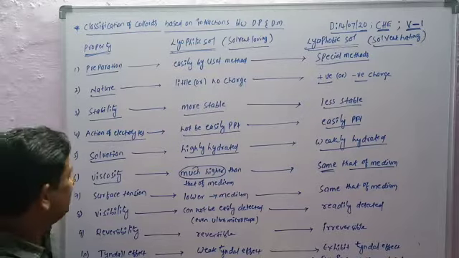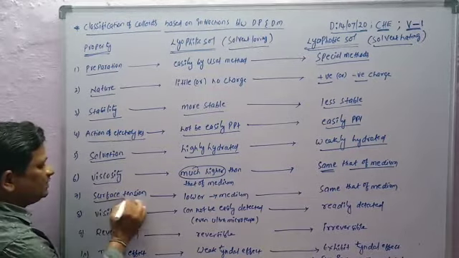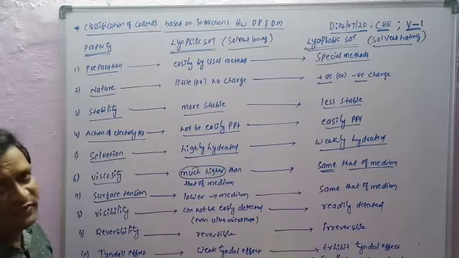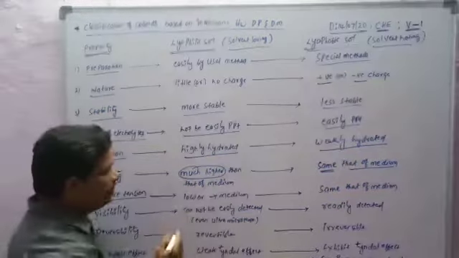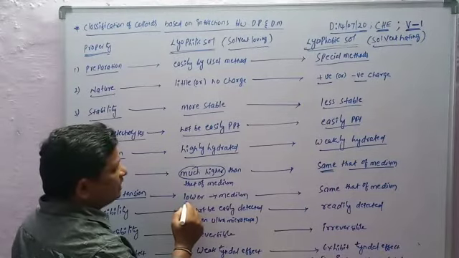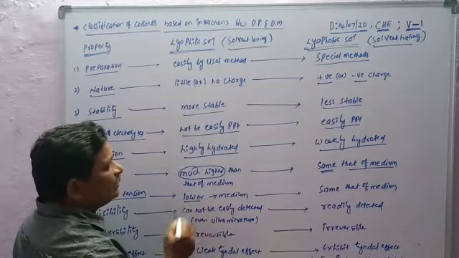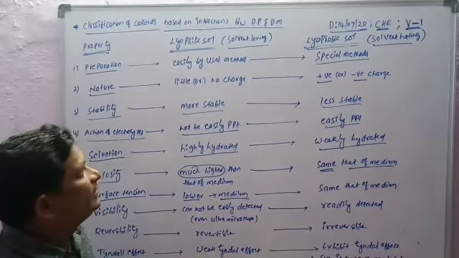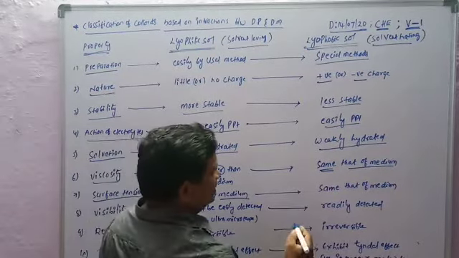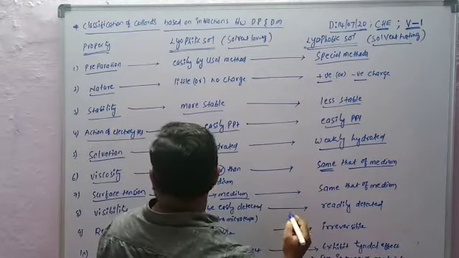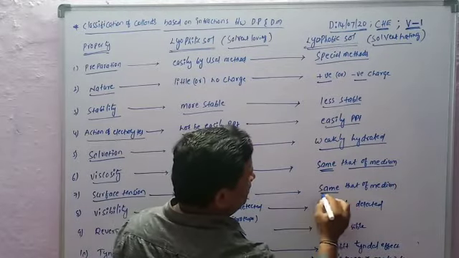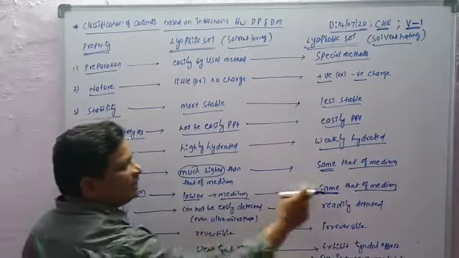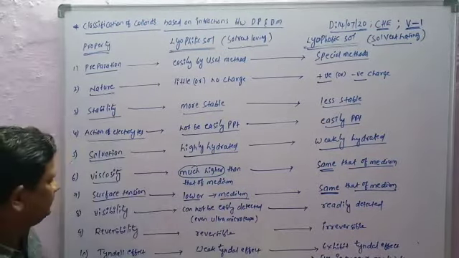So the viscosity of lyophilic sols is much higher than that of the medium. Next one is surface tension. The surface tension value of lyophilic sols is lower than that of the medium, but the surface tension of lyophobic sols is the same as that of the medium.